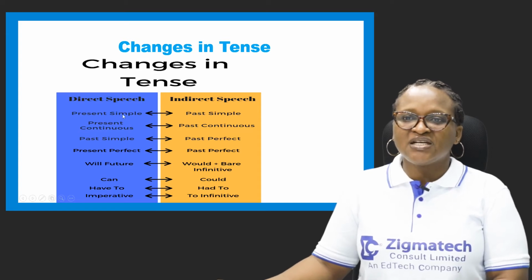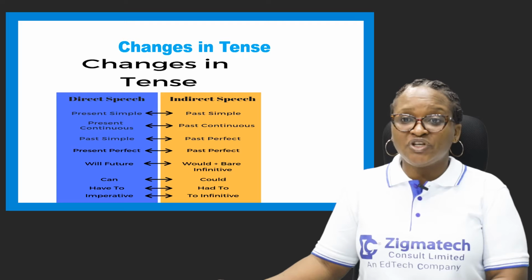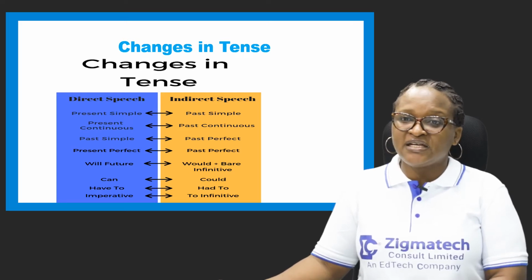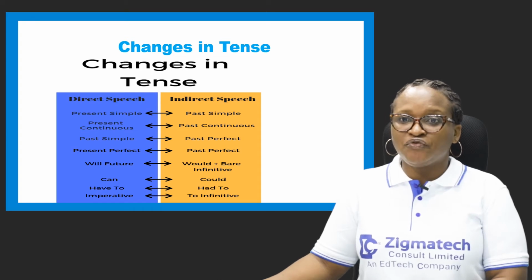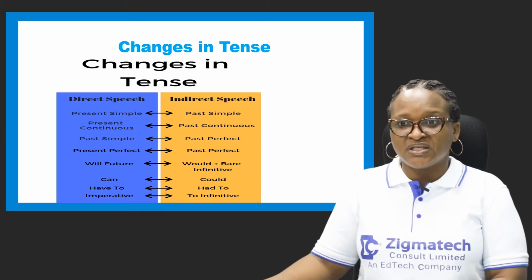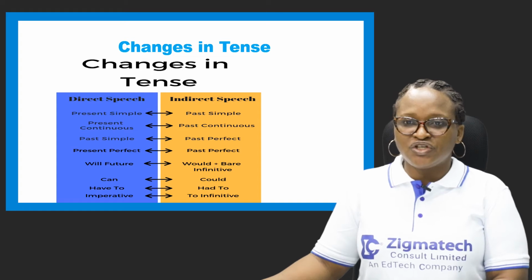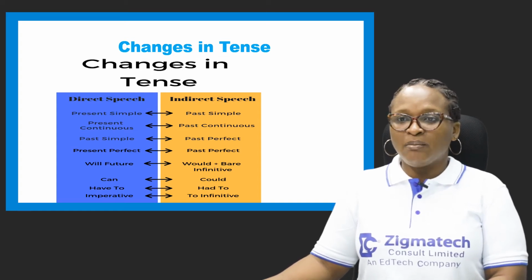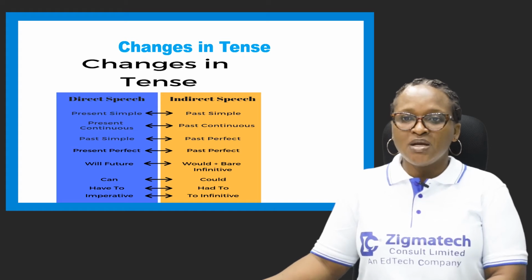If I have, she said, I am ill, I will change it to she said, she was ill. So that is it, changing from simple present to simple past. Now, if it's in present continuous, she said, I am coming home, then I'm changing to past continuous. She said, she was coming home.